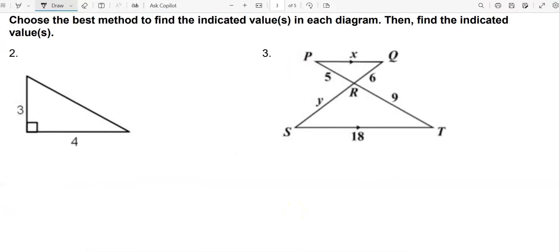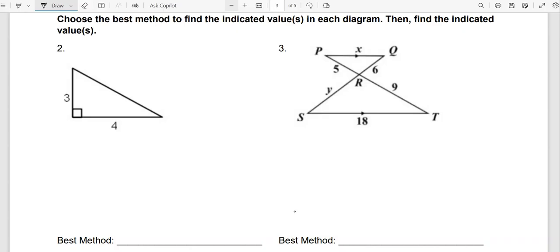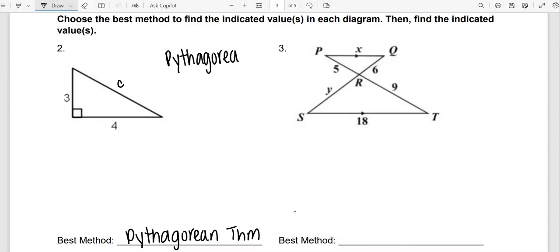All right, we're going to practice finding the best method and then finding the indicated values in the diagram. I'm guessing in number 2 they want us to find the hypotenuse, which is C. How could we do that? Pythagorean theorem. Tell me why I don't even have to write down Pythagorean theorem. Yeah, it's Pythagorean triple, so my work is going to be Pythagorean triple, smiley face, and C is equal to 5. You should know that 3 squared plus 4 squared is going to be 5 squared.